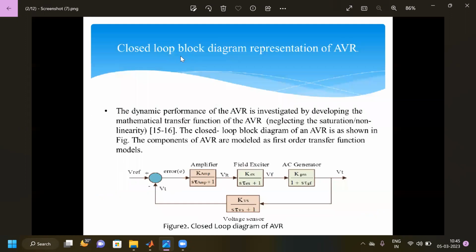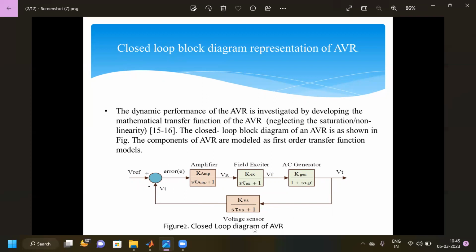Next, we'll move to the closed loop block diagram representation of AVR. Here, this is our block diagram. In this block diagram, we have amplifier, field exciter, AC generator, and voltage sensor. Here, amplifier has gain and time. K means gain, here T or tau means time. So, this is our block diagram.